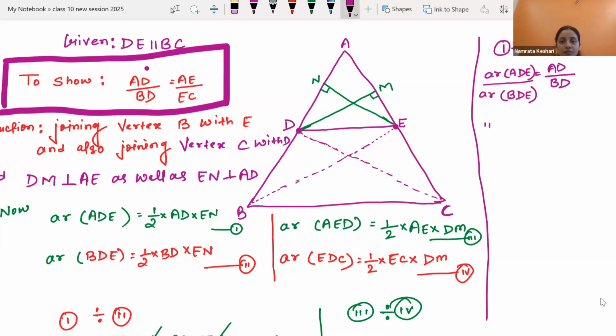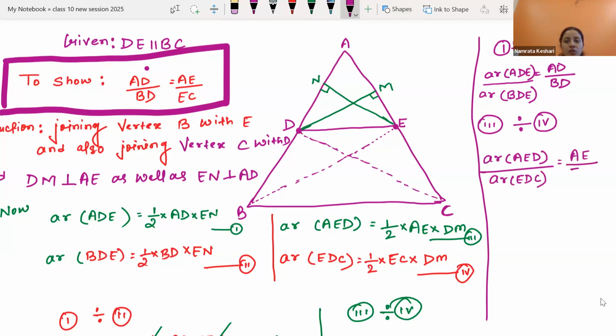Are you getting it? Yes, ma'am. Equation 3 divided by equation 4 will give you area of this by area of that is equals to AE by EC. ध्यान से देखो, मैंने सब कुछ जस्ट कैंसल आउट करके वन स्टेप में लिखा है। Just focus on 3 and 4, you will understand.